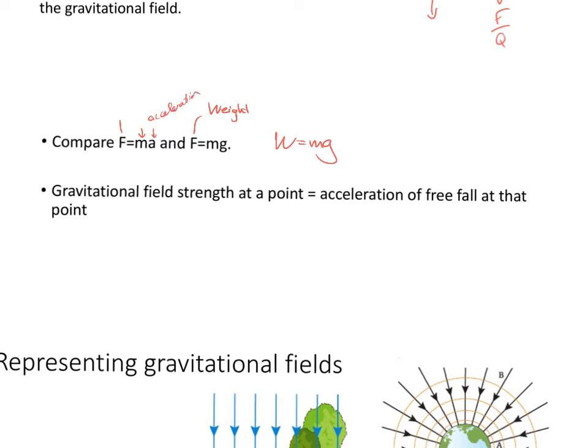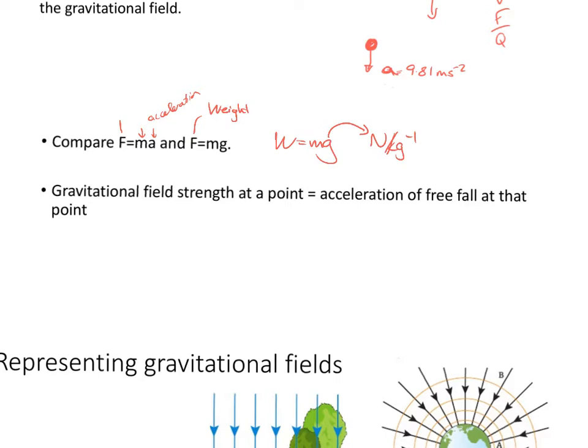Now if we consider an object falling under free fall, meaning there's no air resistance or anything to slow down the object, we know that the acceleration of free fall is 9.81 meters per second squared. Sorry, that should be an a, because we're talking about acceleration of free fall. When we talk about calculating weight, we talk about the mass in a gravitational field strength, and we usually give it in the unit newtons per kilogram.